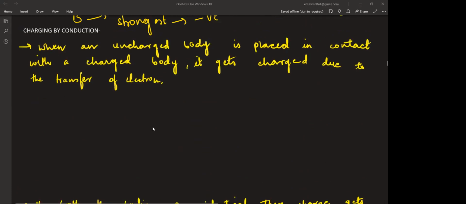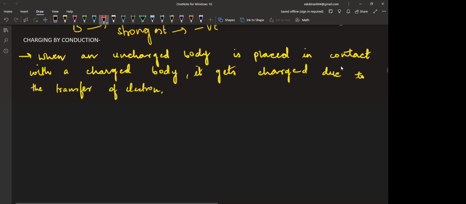Now see, in charging by conduction, what happens? In charging by conduction, the same thing occurs as in friction. The difference is that both the bodies are placed in contact with each other and they are not rubbed. In friction, contact was made there also, but both the bodies were rubbed. That's why heat was produced and transfer of charges occurred. Here both the bodies are just placed in contact with each other, and due to the surface contact, the electrons move. So that is charging by conduction, which is also one of the common methods of charging.